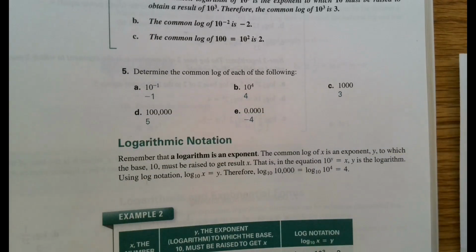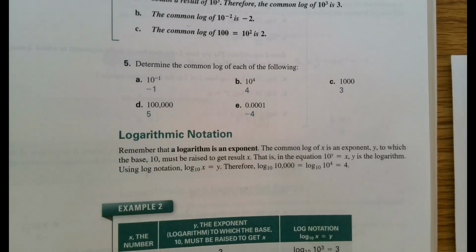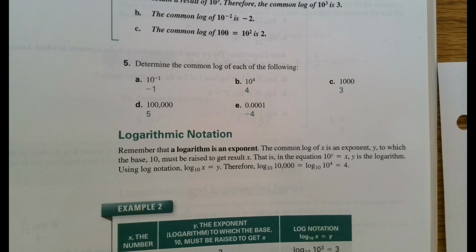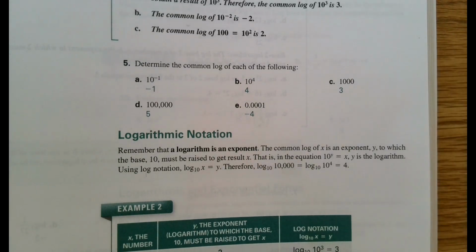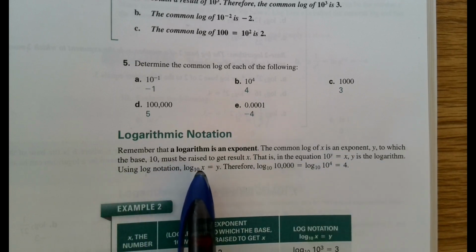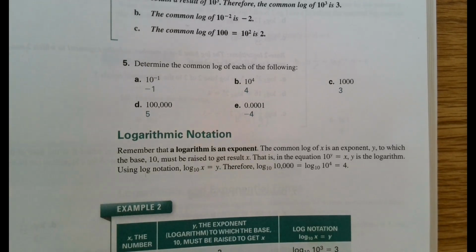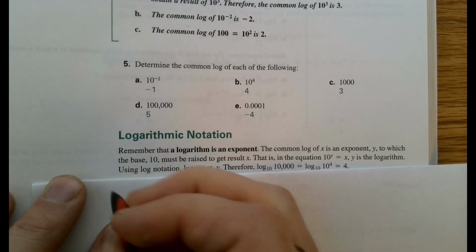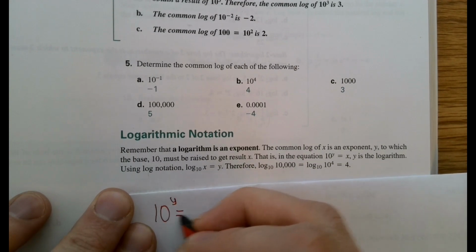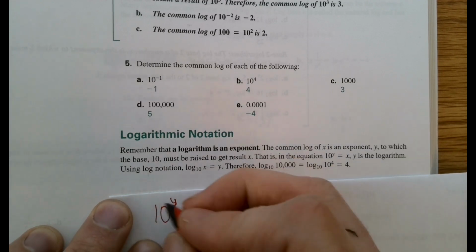All right. So here comes the notation. Remember that a logarithm is an exponent. That's a key point. Put that in your brain forever. When we evaluate a logarithm of some number, we're wondering what is the exponent of that number. So the common log of x is an exponent y to which the base 10 must be raised to get result x. That is, so this gets a little confusing, I think, until you've played with it enough. That is, if we have the equation 10 to the y equals x, let me write this, 10 to the y equals x, y is the logarithm because it's the exponent of this equation.